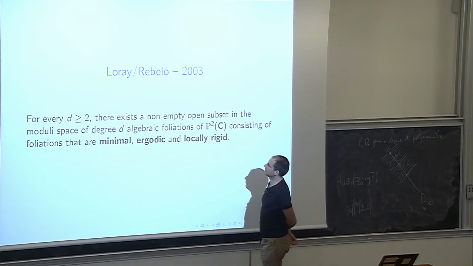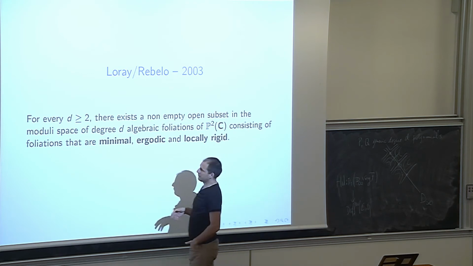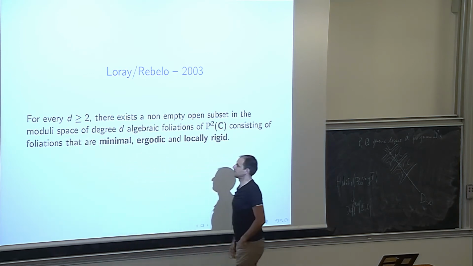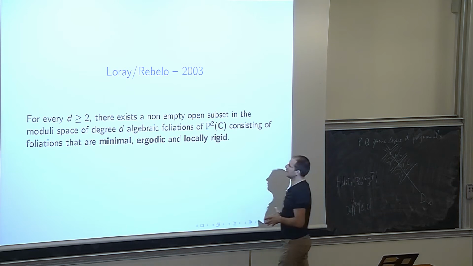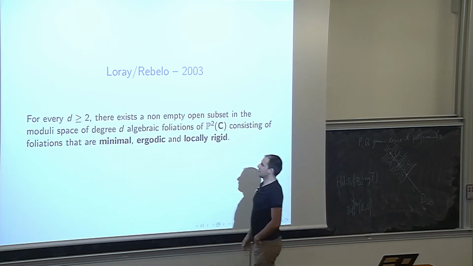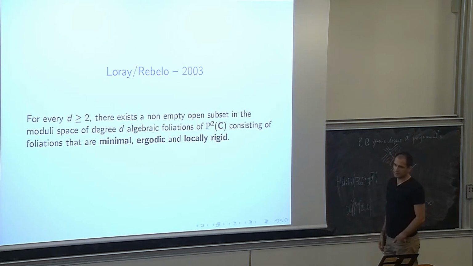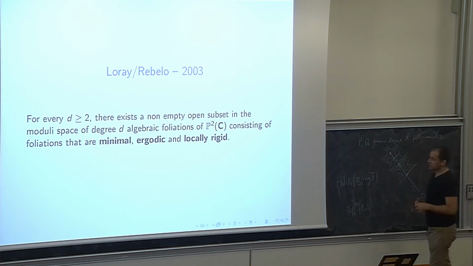Franck Loray and Julio Rebelo, at the beginning of the, say, 2000s or something. So they proved that we have the same kind of results in the moduli space of foliations without any condition of preserving some algebraic curves. So namely, they proved that if you pick a degree D at least 2, there exists a non-empty open subset in the moduli space of degree D algebraic foliations of the complex projective plane, consisting of foliations that are minimal, so namely all the leaves are dense apart from the singular points, ergodic, the same definition, and locally rigid with the same definition. And the technique is to try to adapt this lemma from just before, for groups of germs of diffeomorphisms fixing the origin, to pseudogroups.